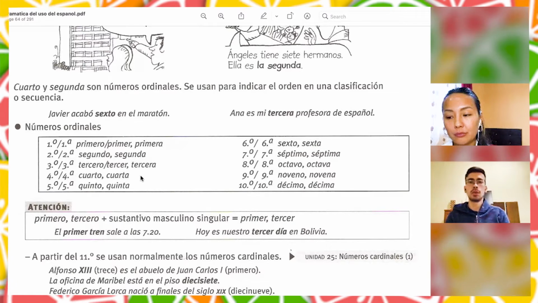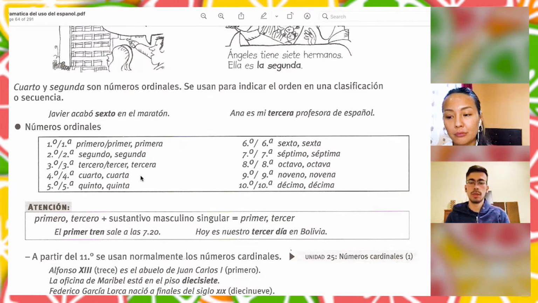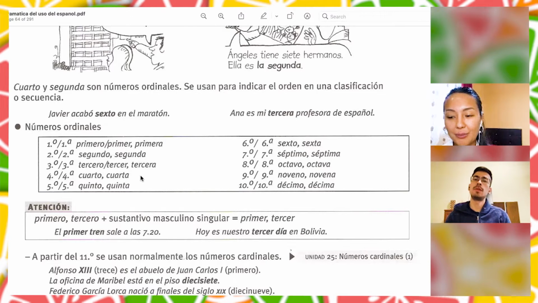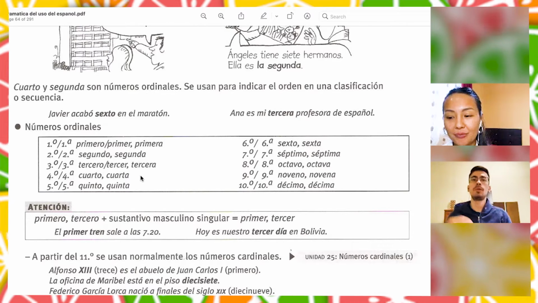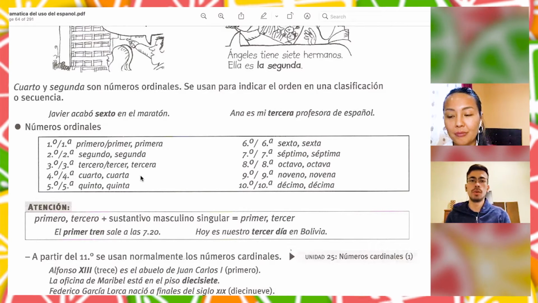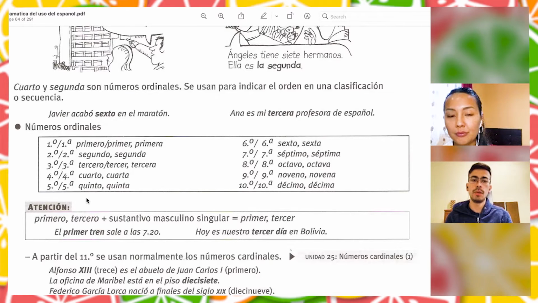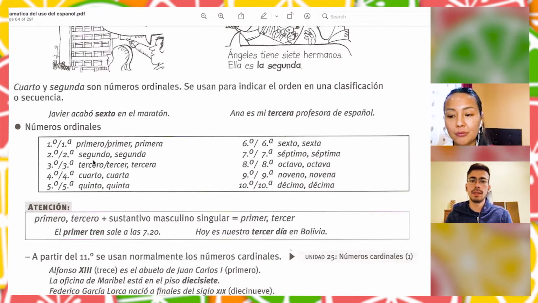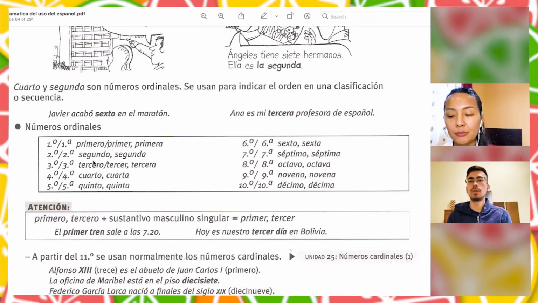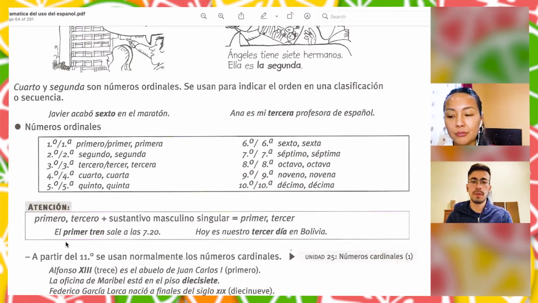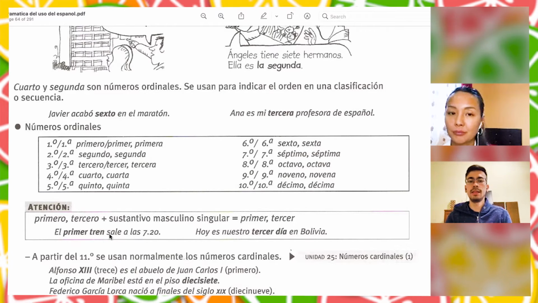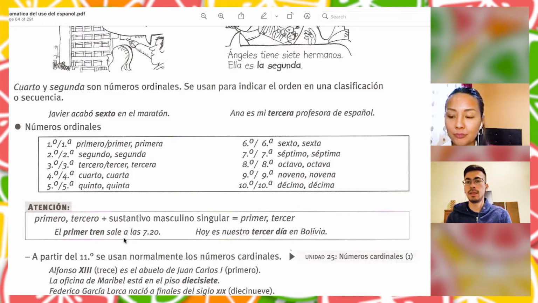With nouns, right? You remember, like in the previous video, we also talk about that when we use them with nouns. We use un with nouns and uno without nouns. So here we will use primer and tercer with nouns. Yes, for example, we have here an example. El primer tren sale a las 7:20.